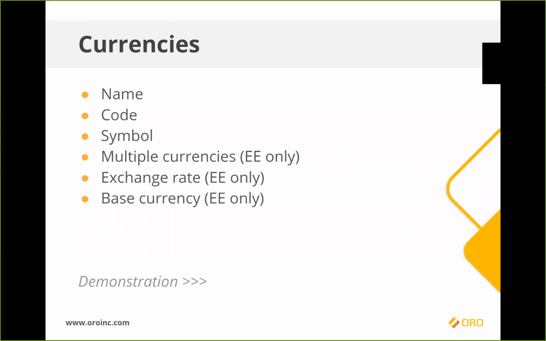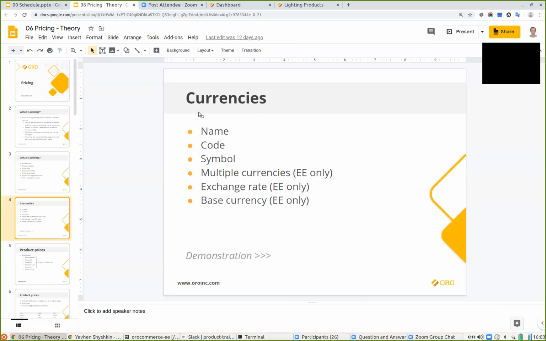And let us start from the first one, which is currencies. Currency, as you can guess by the name, is just a representation of some kind of real currency in the Oro application. Each currency has its name, for example, US dollar or euro. Each currency has a code, USD, for example, or EUR. Each has a symbol. Everybody knows the symbol for the US dollar or euro. For the enterprise version, we have multiple currencies. You can specify the exchange rate between them. And you may also set one of the currencies as a basic currency. Let us see how it works and how to use it.